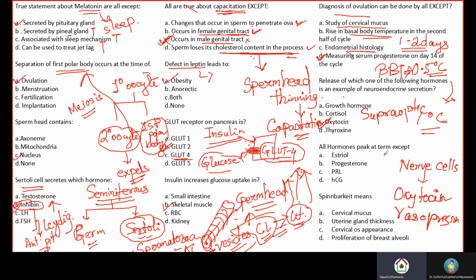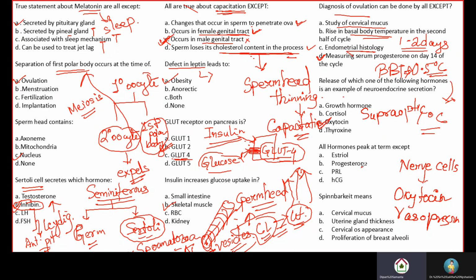Now next, all hormones peak at term except estradiol, progesterone, PRL, HCG. Answer will be, estradiol, no. Progesterone, no. PRL, HCG. HCG will be the answer.